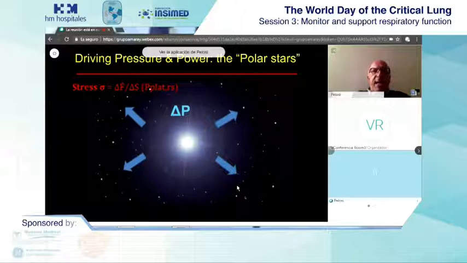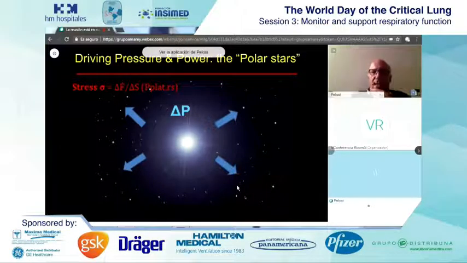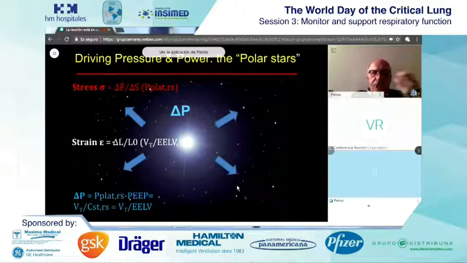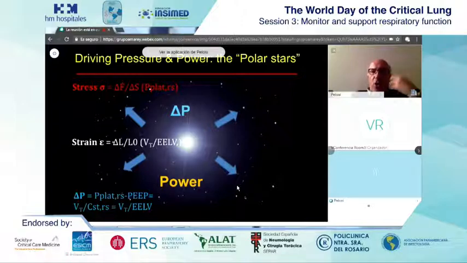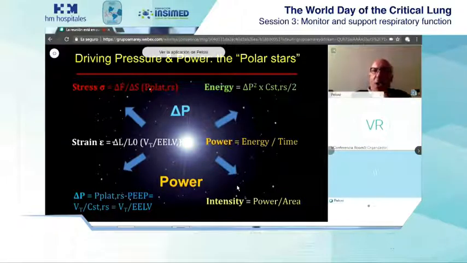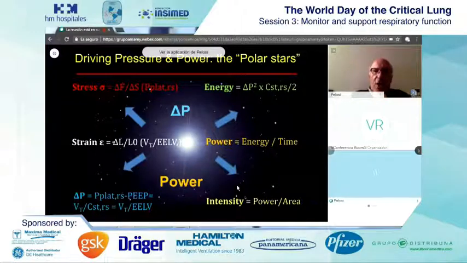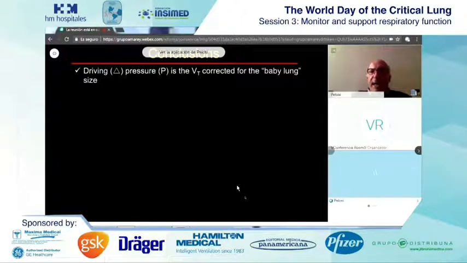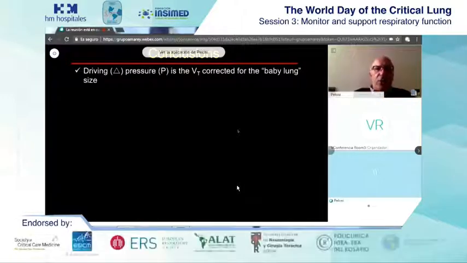So, in conclusion, driving pressure may reflect the plateau pressure of the respiratory system, and may represent the strain of the lung, which is a very important parameter, as I showed you before, to set the tidal volume. It can also be connected with the power, since the energy depends on the square of the driving pressure. The power is the energy related to time, and in the future we may relate the power to the area of aerated lung, which means the intensity on the lung. So the driving pressure is the tidal volume corrected for the baby lung size, so the amount of aerated lung. That is very important to set the tidal volume.